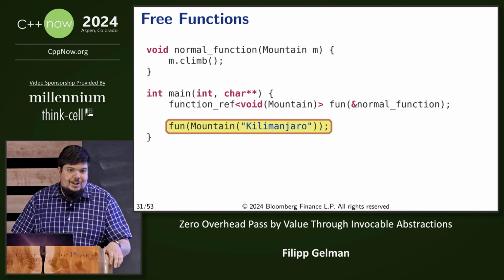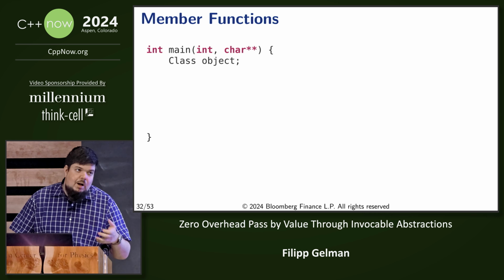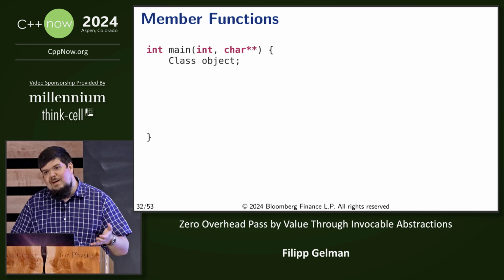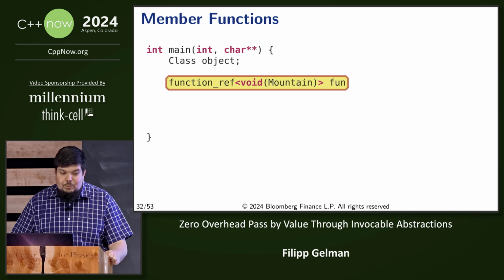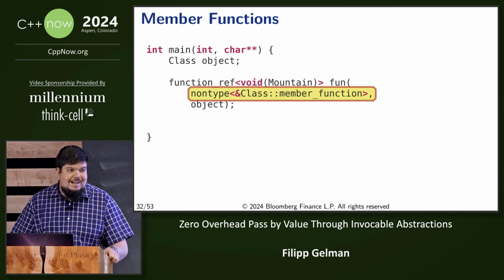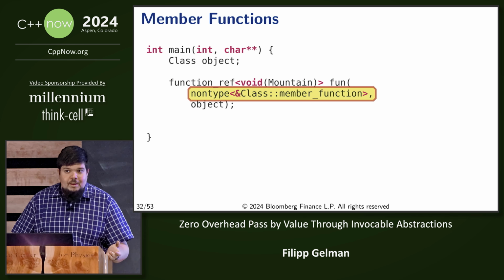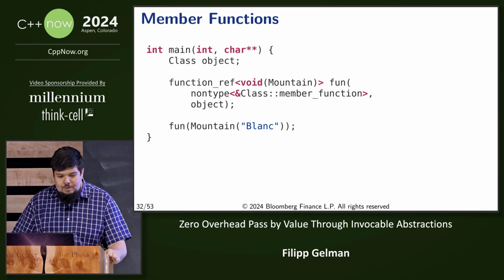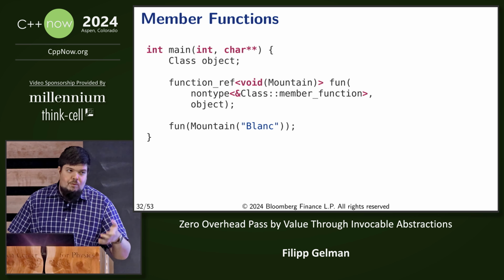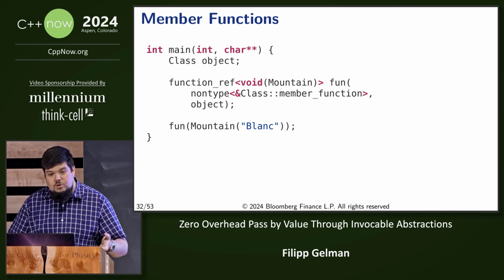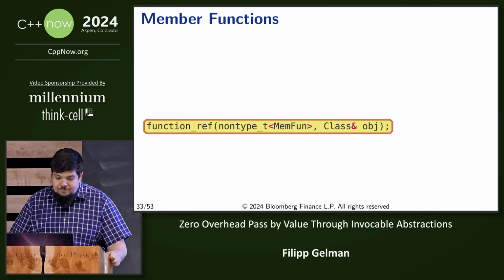Next, member functions. If I have some object with a member function that takes a mountain by value, I want to be able to construct a function ref that will call that member function. I tell it which member function to call, I give it the object to call, and then I can pass a mountain by value, and the function ref will call the function I want without any copies or moves. How can I do this?